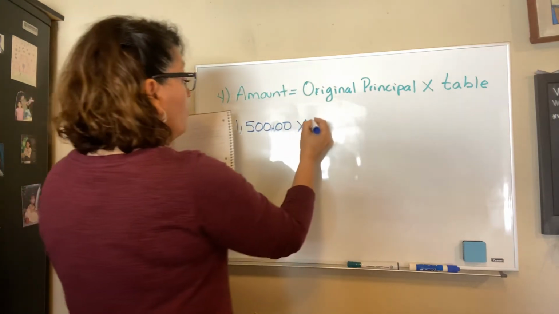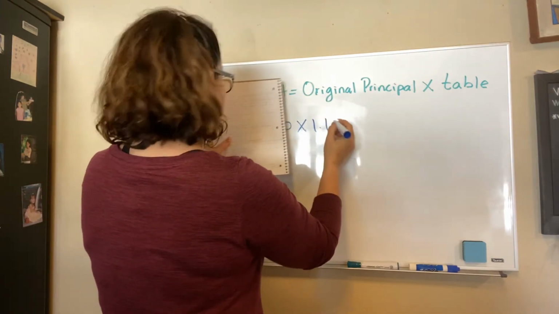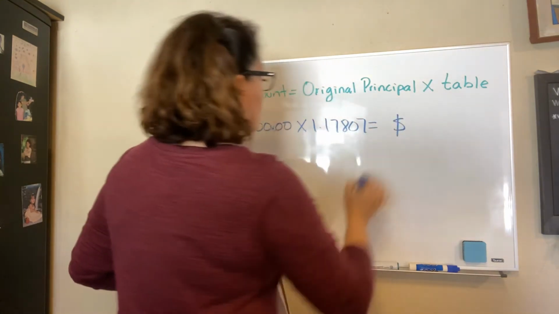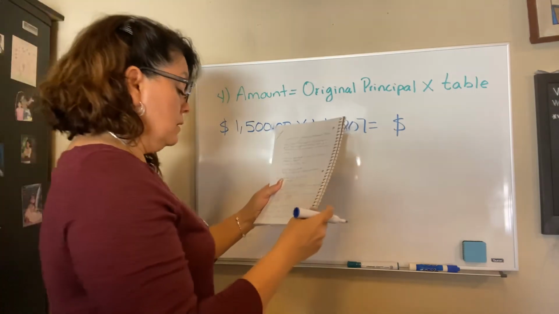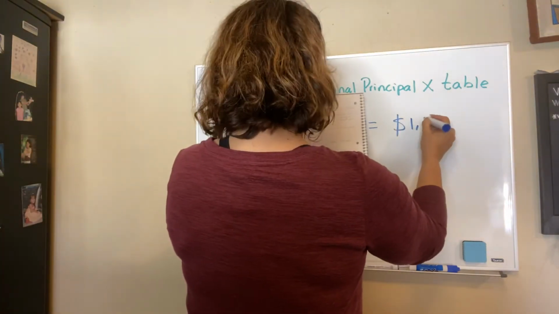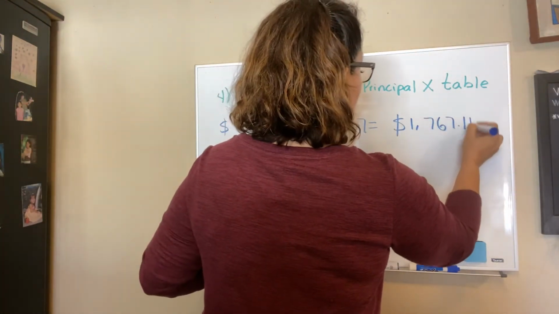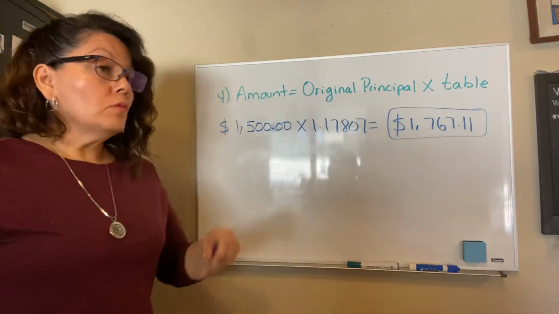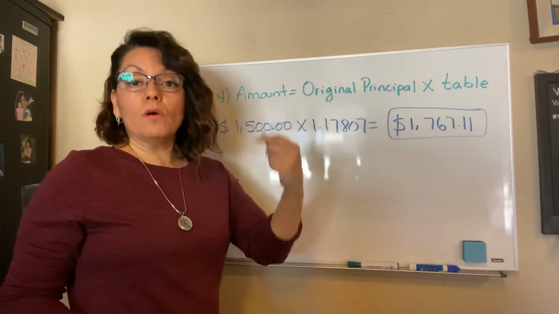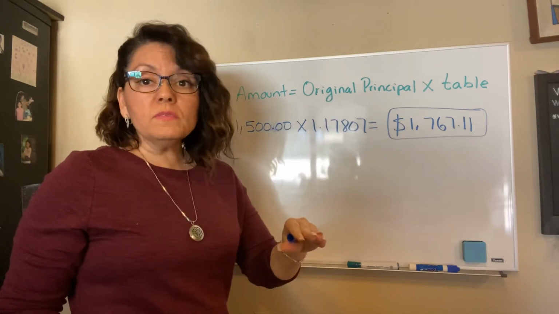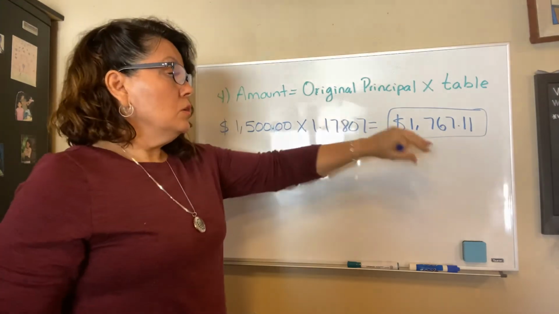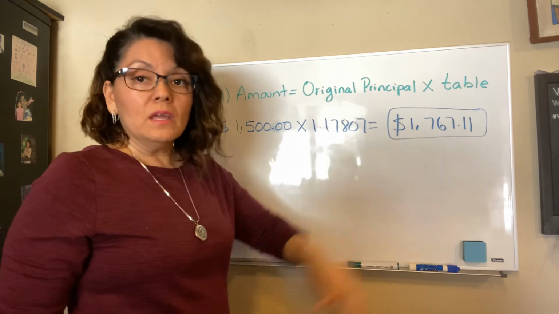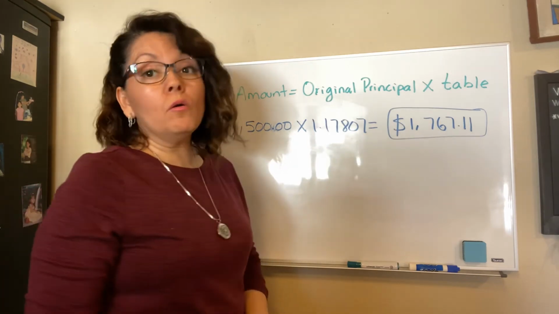1.17807. It's all of them. So how much is it going to be? It is 1,767.11. So what this means is that after 3 years, what the bank is going to give you of compound interest, if you don't move the money during those 3 years, you're going to have 1,767.11.